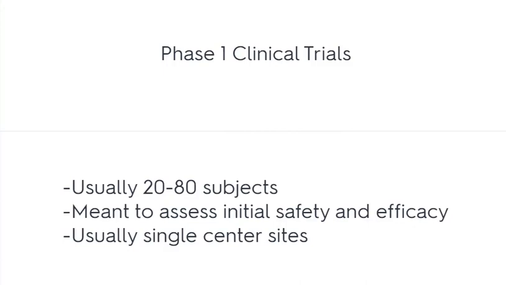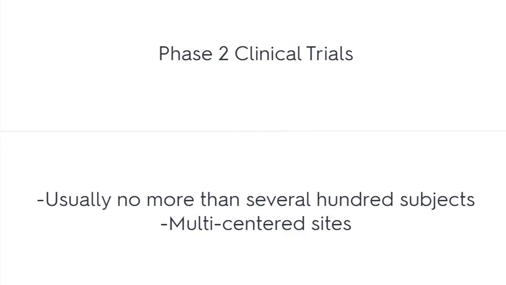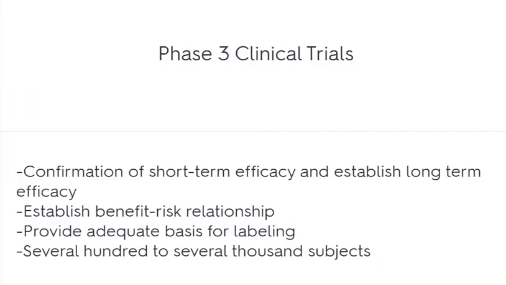Phase 1 clinical trials. Usually 20 to 80 subjects, meant to assess initial safety and efficacy, usually single-center sites. Phase 2 clinical trials. Usually no more than several hundred subjects, multi-centered sites. Phase 3 clinical trials. Confirmation of short-term efficacy and establishing long-term efficacy, establish benefit-risk relationship, provide adequate basis for labeling. Several hundred to several thousand subjects.